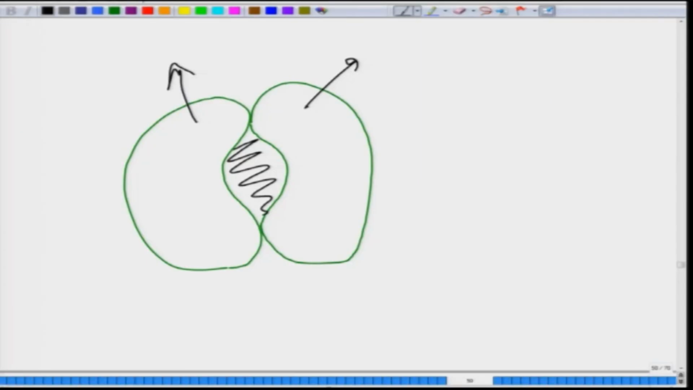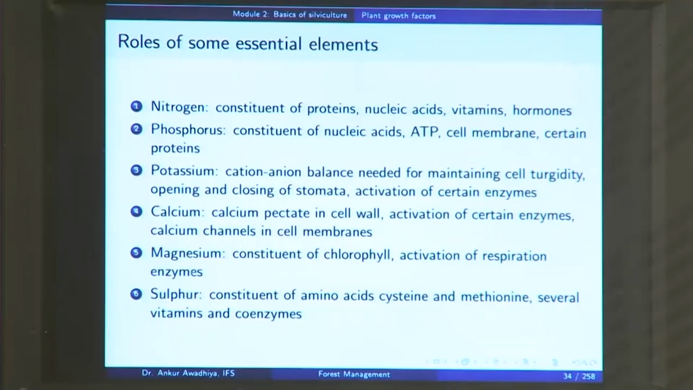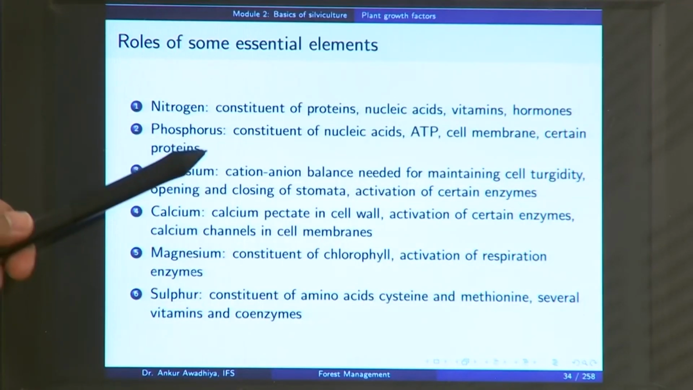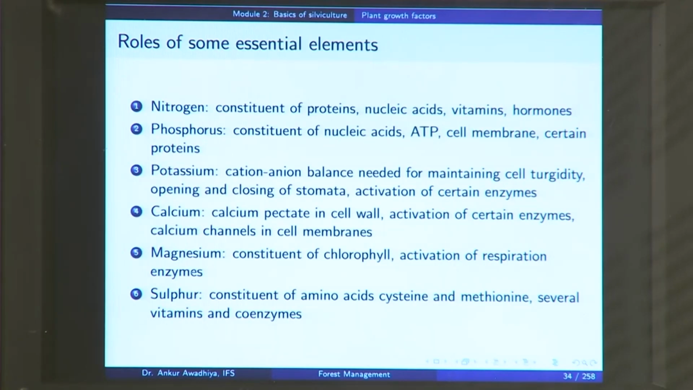So, when these cells become turgid, the hole becomes larger. When the cells become flaccid, the hole reduces in size, and this mechanism of opening or closing of the holes is determined by the cation anion balance that is there in the cells. So, if you have more amount of salts inside the cell, in that case, through the process of osmosis, more amount of water will reach inside and the cell will become turgid. If you have less amount of salt, if the cell is able to throw the salts outside, in that case water will also go out through the process of osmosis and the cell will become flaccid.